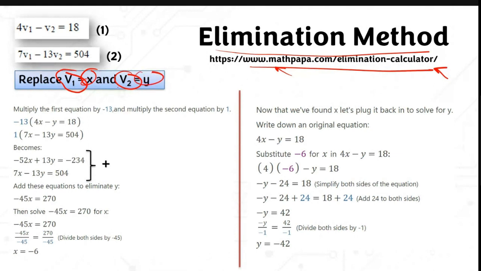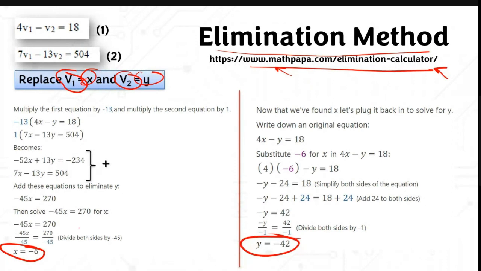So X for V1 and Y for V2. Okay, so you can see how it solves using the elimination method. For this one, you can just study how to solve it using the elimination method. Then it will give you the value, where X is equal to -6 and Y equal to -42.